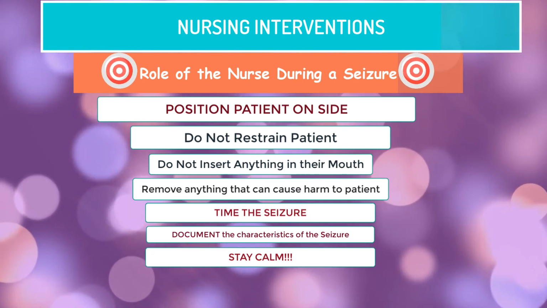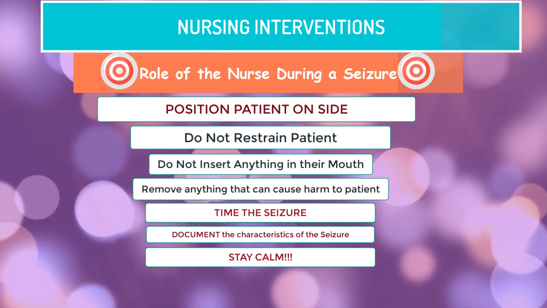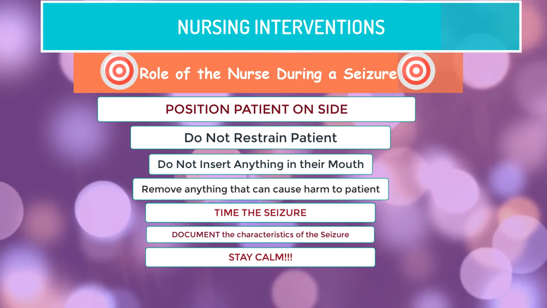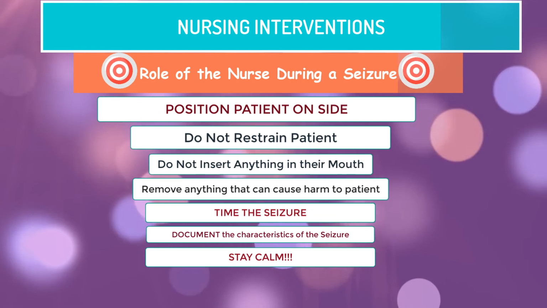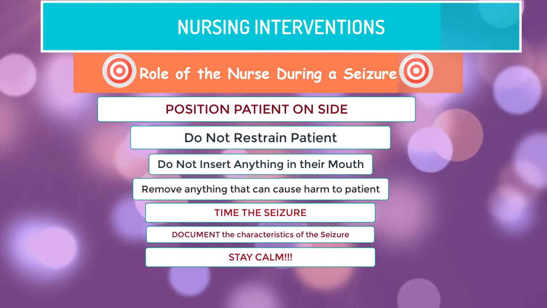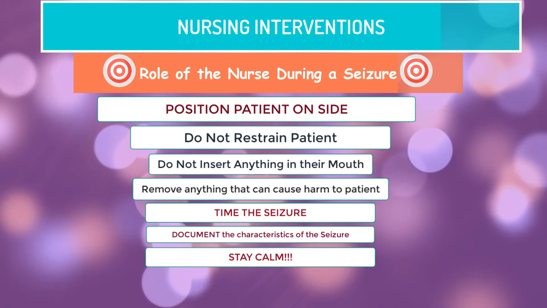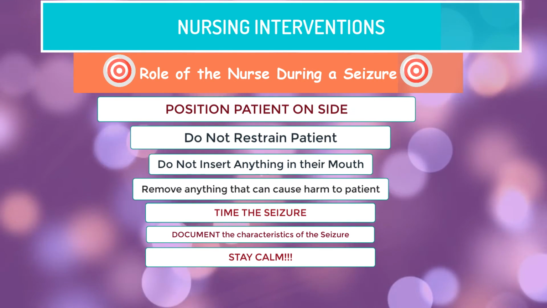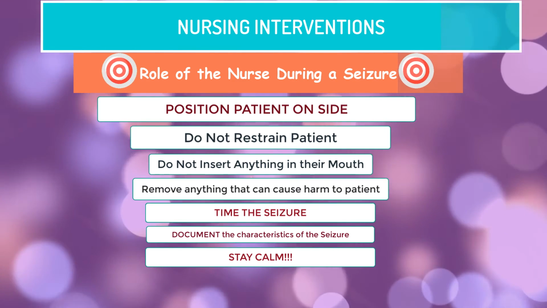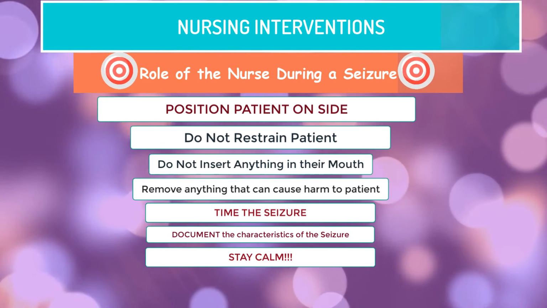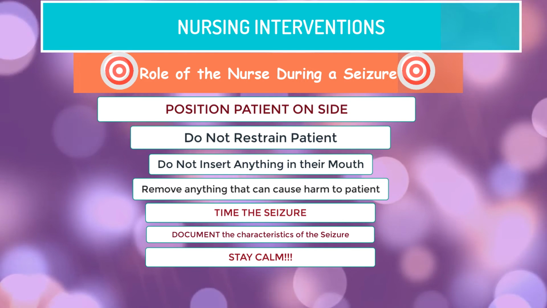For example, did they have an aura right before they have a bigger seizure? Did they become stiff? Were they jerking? Was there any blood coming out of their mouth due to the patient biting their tongue or the inside of their cheeks? Did the patient become incontinent? All of this information will help the doctor determine what type of seizure the patient had based on your observation.